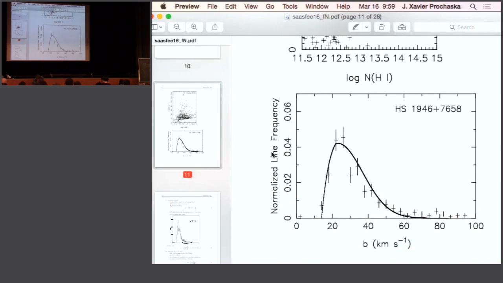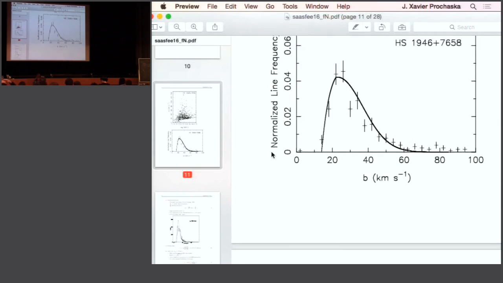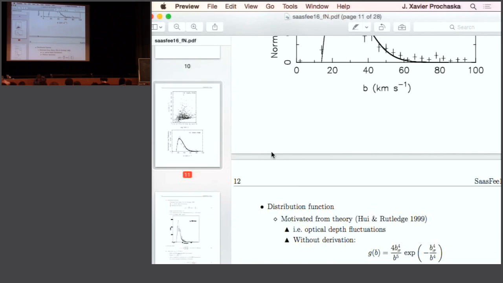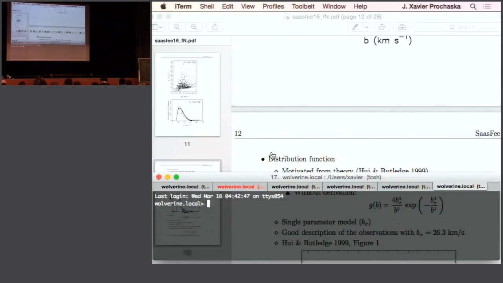Just binning up that data set, you get a bin evaluation which looks something like this. And unlike the frequency distribution, where you had more or less your freedom to choose a distribution function, there is a physical motivation for the Doppler parameter distribution. I show it here without derivation because it's painfully messy.